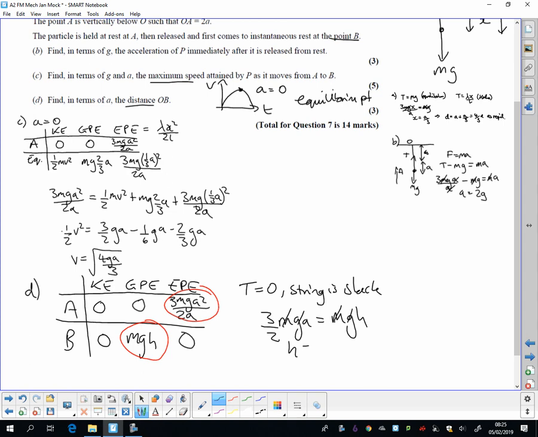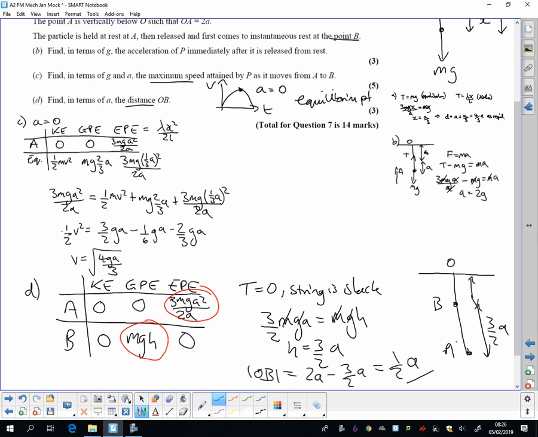So you can get that h is 3 over 2 A, but be careful, because that wasn't the answer to our question. We've got point A and point B up here, because we've worked out this distance, and we wanted the distance O to B. So O to B is going to be 2A, because remember that was the distance to A, minus 3 over 2 A. So it's actually going to be a half A.